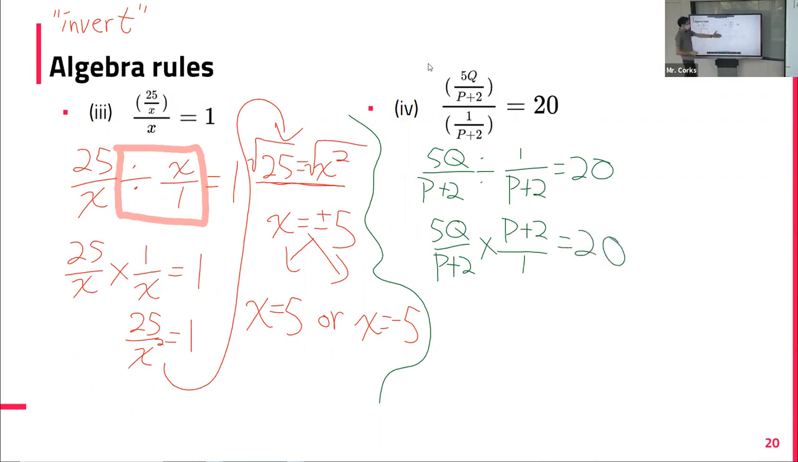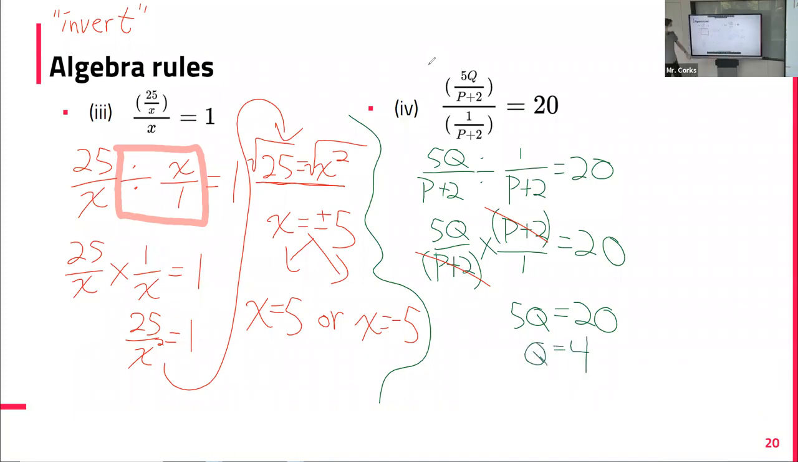Okay. And so from this stage, it's pretty clear we have the same thing on the top and the bottom. These can be canceled out very cleanly. And 5q equals 20, so q equals 4.